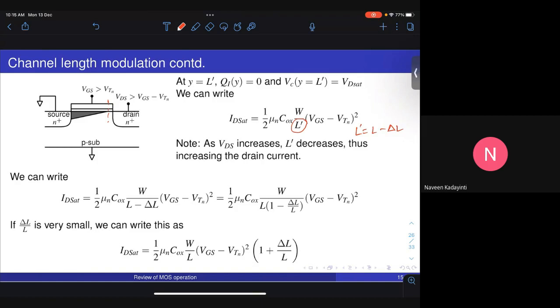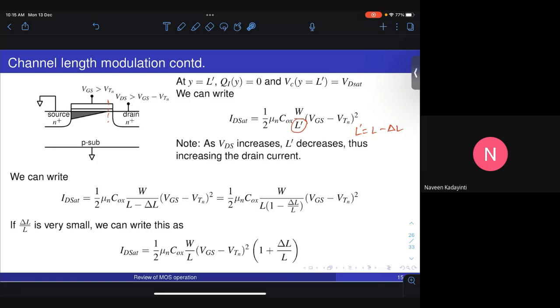Now, as VDS increases, L dash reduces further, which means that the drain current will keep changing. So now we can write Id sat as 1 by 2 mu n Cox W upon L minus delta L into Vgs minus Vt and the whole square. Now I can write this as 1 by 2 mu n Cox into W upon L into, I've just taken L out of this bracket, 1 minus delta L by L.